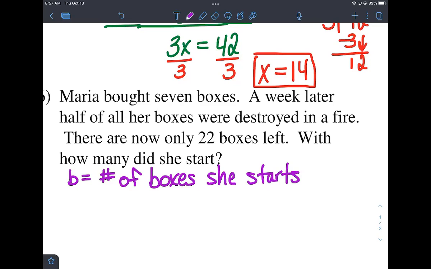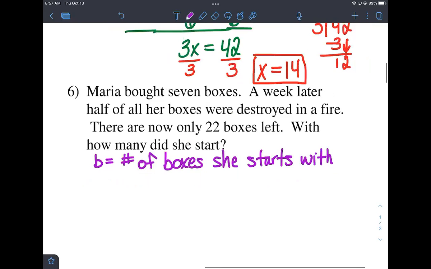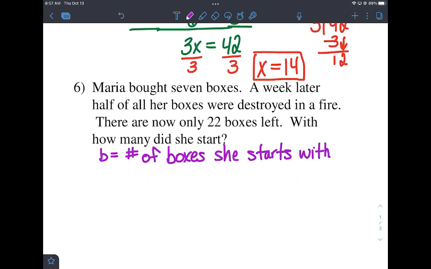Because I already know how many she ends with. It's in the problem. She has 22 right now. So I want to be specific. When I say B, I mean the boxes she began with, right? So let's build this problem chronologically. She starts with B boxes.